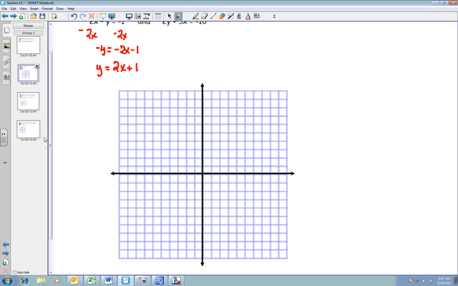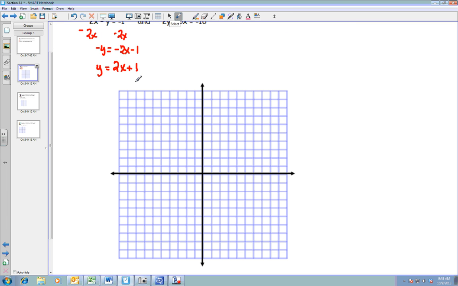Now, when I do this on my smartboard, it's very hard for me to be really accurate. First of all, see how fat my pen is? It's very fat, and I can't use a ruler. So that might affect my graph. We'll just have to wait and see how it looks.